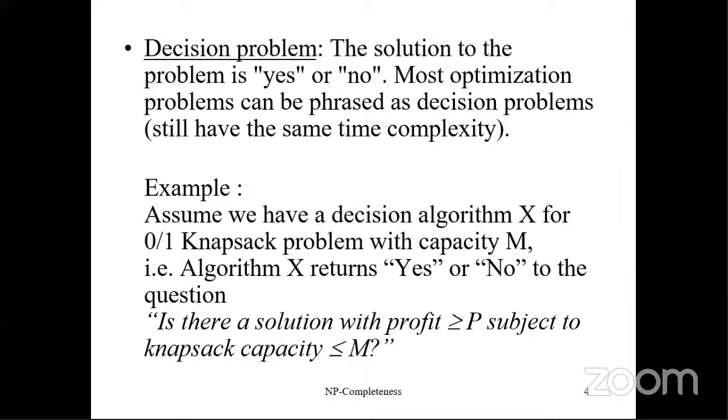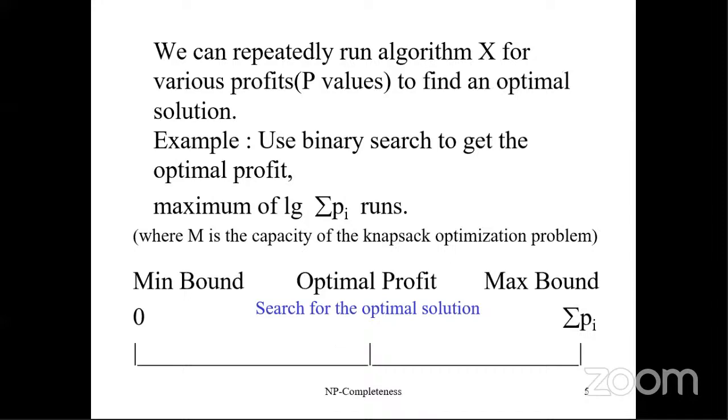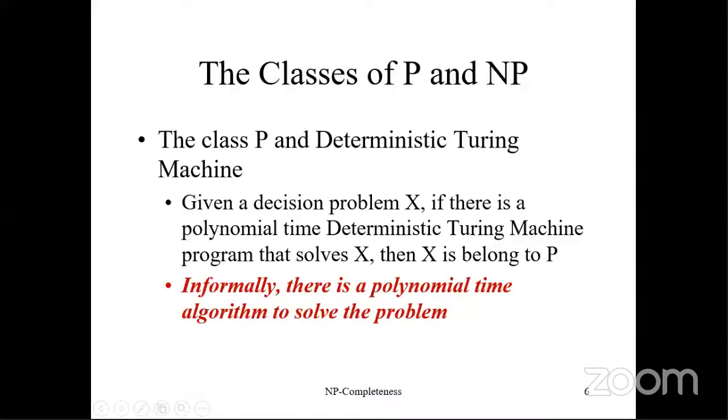So if this is given as the expression for the knapsack problem, we want to search for the optimal profit between the lower bound and the given upper bound, which is between 0 and the summation of all the profits, the P_i values. So the profit at every given point is added together to give the maximum bound for that problem. And that takes us to the classes P and NP.